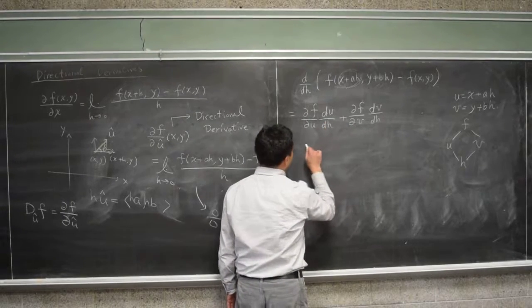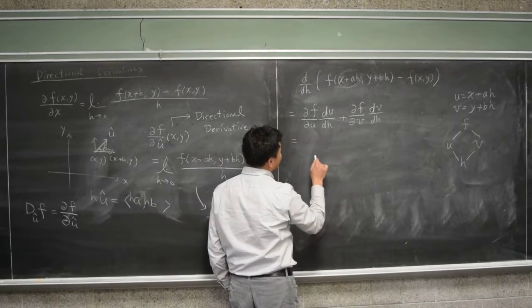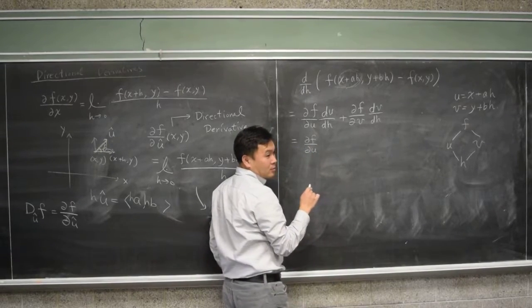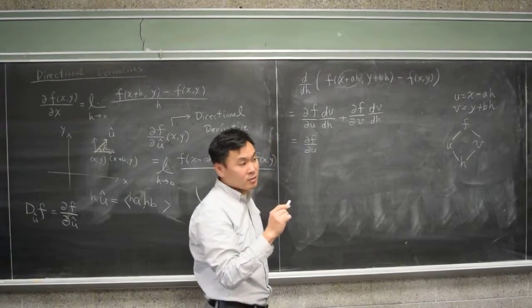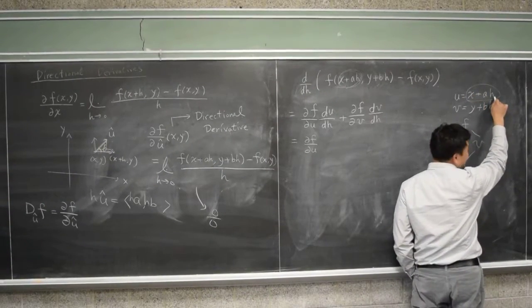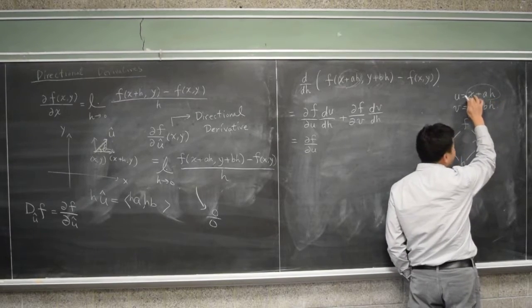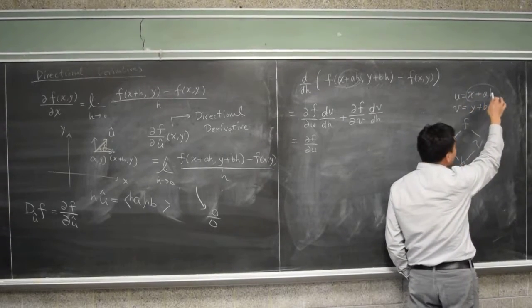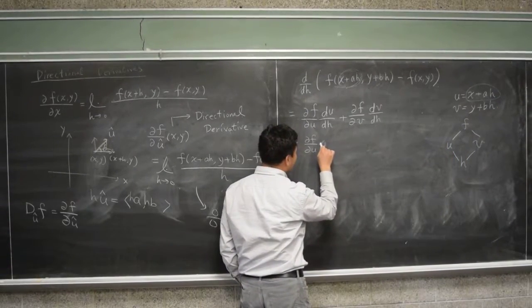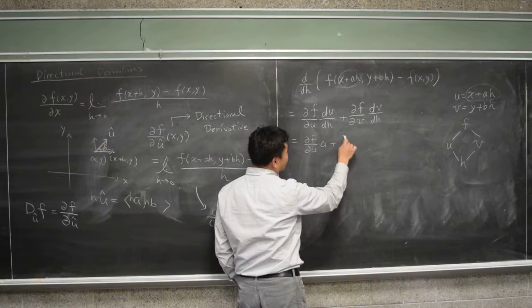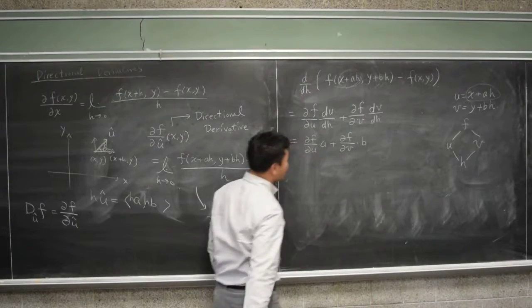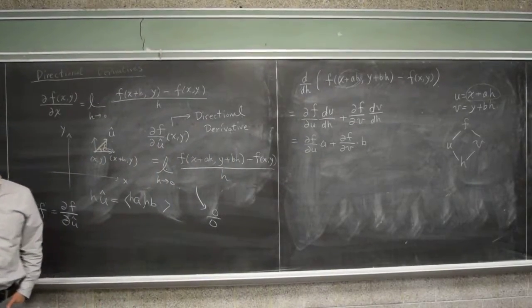Now what is du dh? If you differentiate x plus ah by h, what do you get? Just a, because x differentiates to 0, and ah, if you differentiate, it's just a. So that's a. And then the second one is b. So that's the formula.